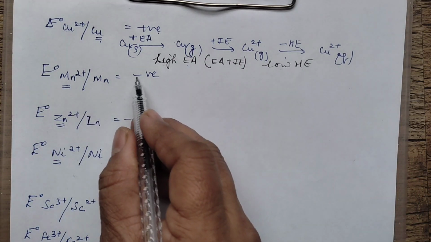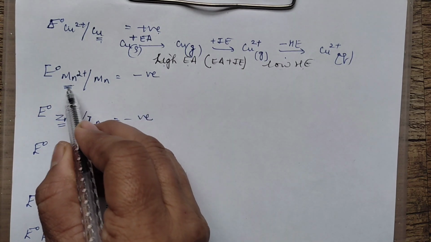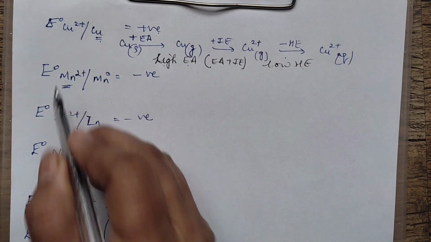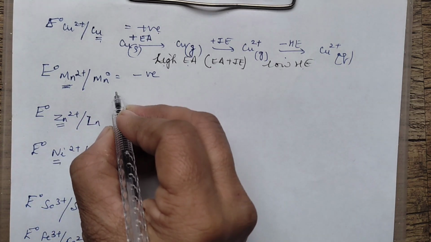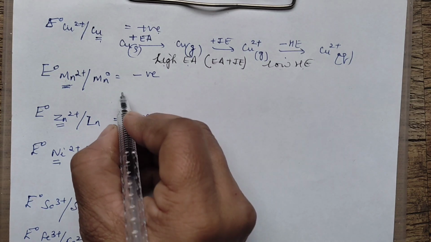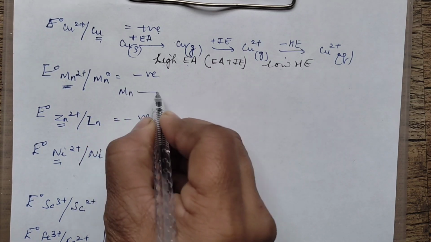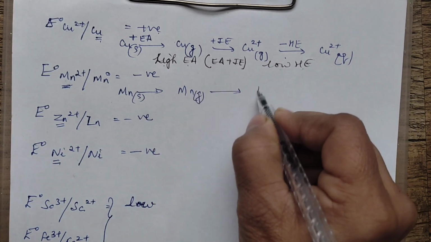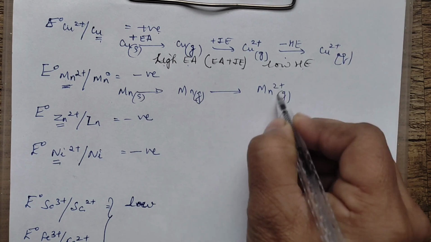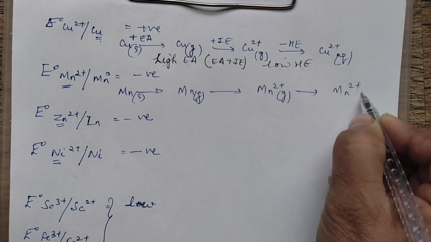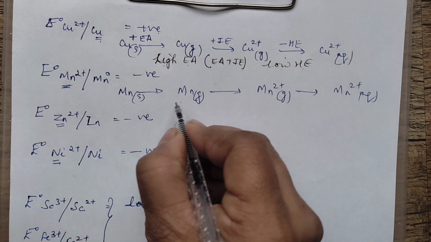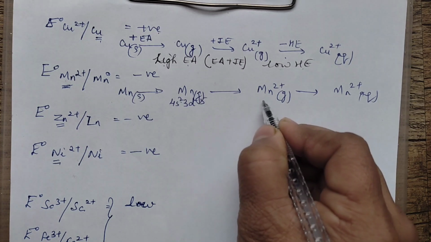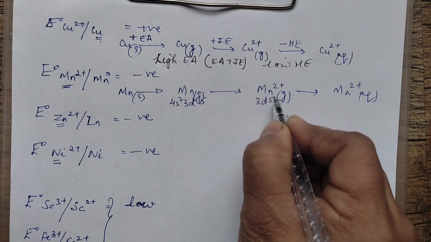Now this value is more negative. One thing we know, more negative means the higher one is more stable out of this. Out of 0 and 2, which is more stable? This one. You can also explain this on the basis of the configurations. Just check it. Mn solid has formed Mn gas. That Mn gas has formed Mn2 plus gas, and now this has formed Mn2 plus aqueous. So what is the configuration of Mn here? This is 4s2 3d5. And what is the configuration here? After losing both the electrons, it is 3d5.